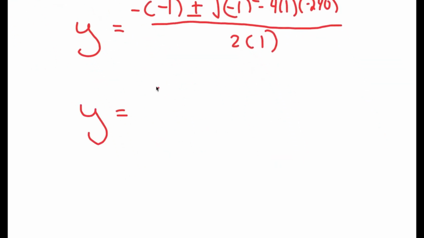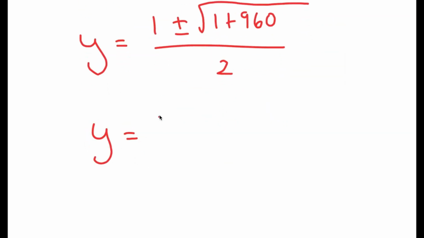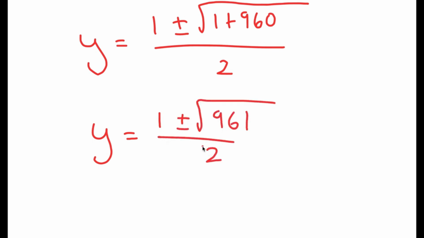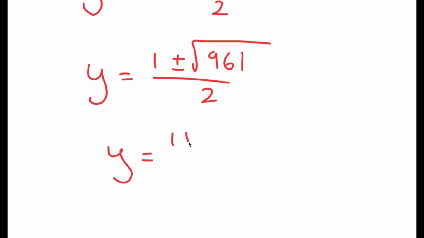And this simplifies to 1 plus or minus the square root of 1 plus 960 over 2. And this turns into y is equal to 1 plus or minus the square root of 961 over 2. So now, the square root of 961 is 31. So I get y equals 1 plus or minus 31 over 2.